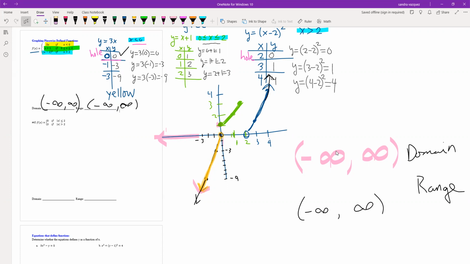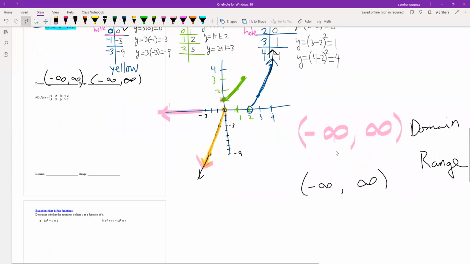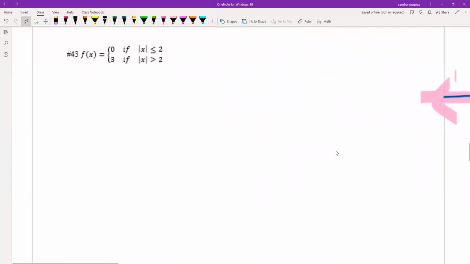Okay, this is a piecewise defined function. Now, something that caught my attention is I got the next problem from your textbook, and it's problem number 43. And so problem number 43 happens to be this one. This is a piecewise defined function. It says 0 and 3, but if the absolute value of x is less than or equal to 2, or the absolute value of x is greater than 2. So let's go ahead and go over it.